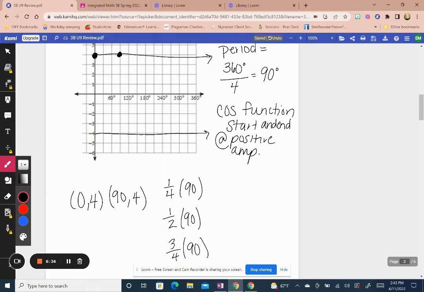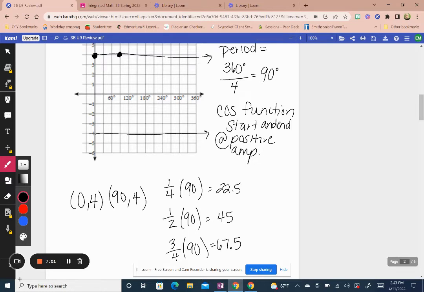So at this point, you could put this into your calculator, and you would do 1/4 times 90, or you can always do 90 divided by 4. And that's going to give you 22.5. Half of 90 is 45, and 3/4 of 90 is 67.5.